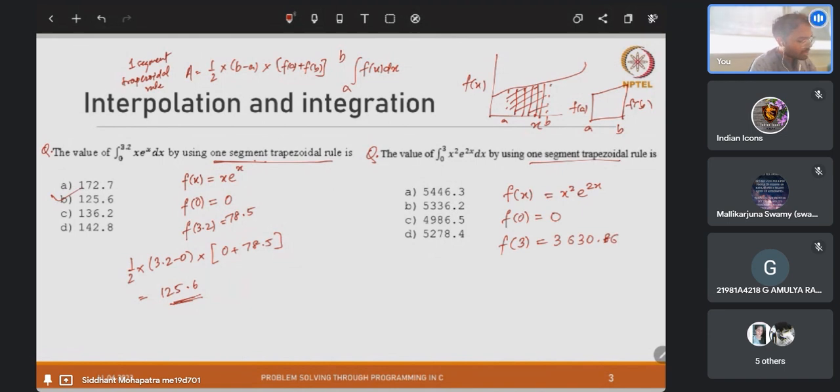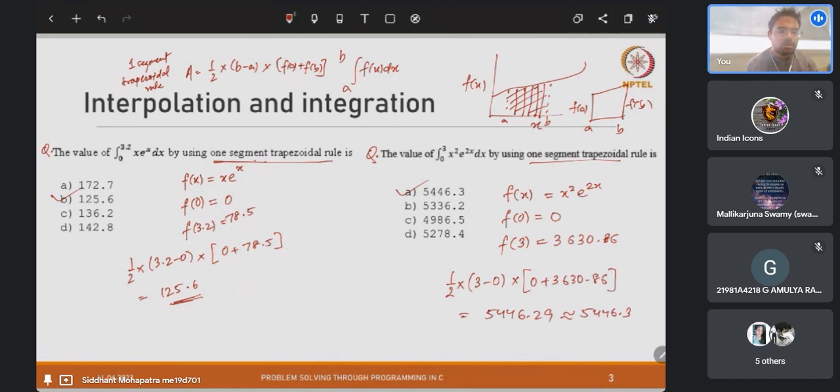Now to calculate the area under the curve using a single segment trapezoidal rule, we take half into 3 minus 0, that is the limits, into the sum of 0 and 3630.86. Now how much is this? So it's 3630.86 into 1.5, so that gives you 5446.29. So that is the area under the curve, which roughly is, I would say, 5446.3, which is option A.